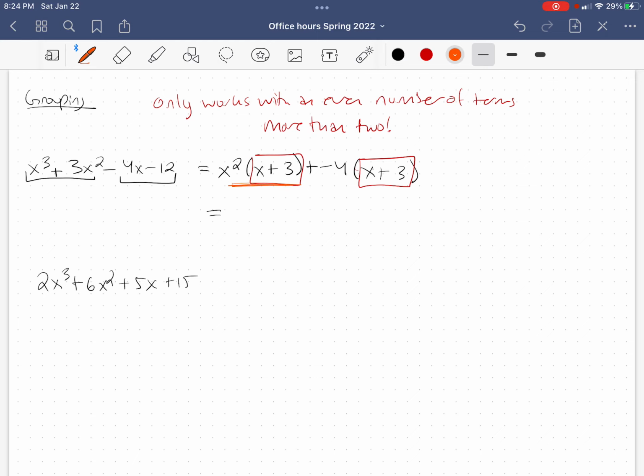In other words, I'm thinking of this as one term plus another term. And what they have in common is x plus 3. And if I pull out the x plus 3, what I'm left with, so this is gone and this is gone, is an x squared minus 4. And that, of course, I can factor further because it is a difference of squares. Okay.